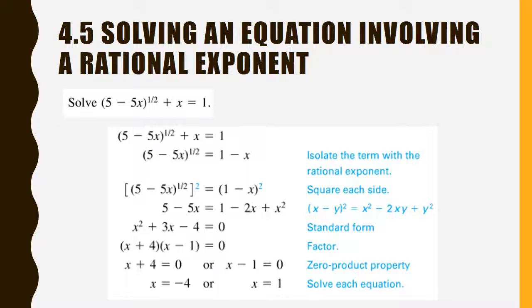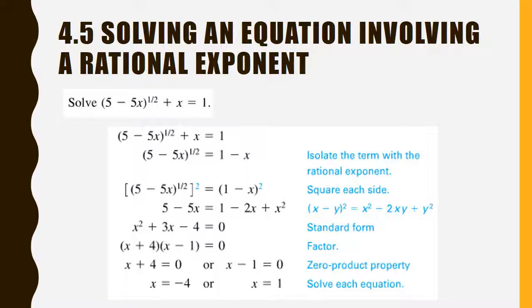As we said before, it's really going to be the same procedure. We subtract the x from both sides, so we have 5 minus 5x to the 1/2 equals 1 minus x. And again, 1/2 is a square root, so we're going to square both sides. Using our properties of exponents, when you raise a power to a power, you multiply them, so the 1/2 times 2 becomes 1, and you just have 5 minus 5x.